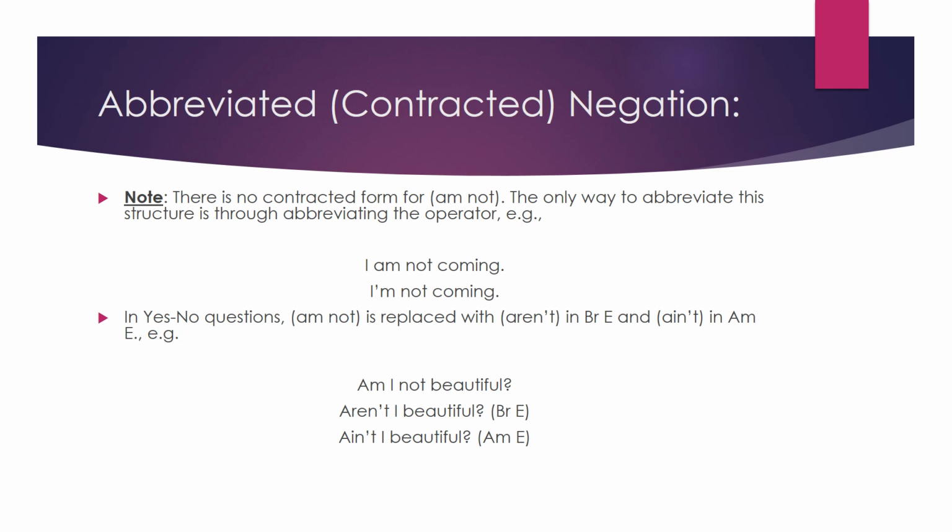Okay, so for example, the sentence am I beautiful? Either we say this sentence in its complete form, am and not, they keep their complete forms, or if we want to abbreviate them, we are going to use instead of them aren't I beautiful. And this is, of course, what British English does, while in American English they prefer to say ain't I beautiful.